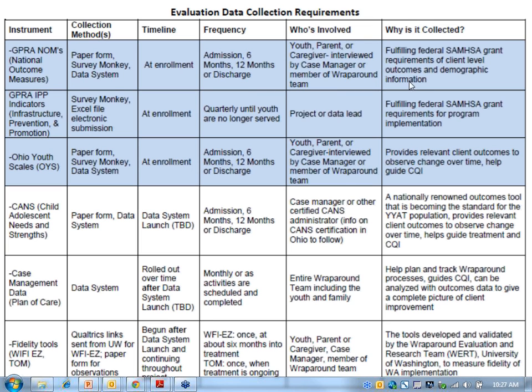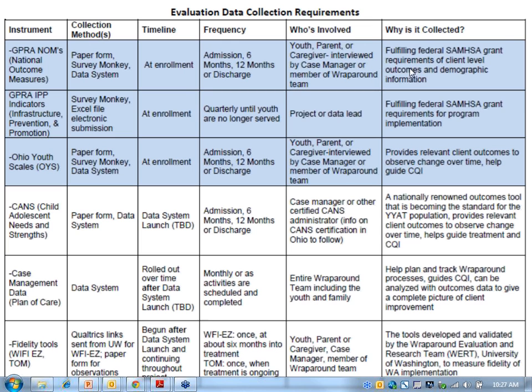Who's going to be involved with these data collection processes? It'll likely be the youth themselves, since most of the questions are directed towards them, but it could also be their parent or caregiver if the child's somehow unavailable or unable to answer the questions. The GIPRA IPP indicators, on the other hand, will actually be collected every quarter, and I'll get around to that later, but these will be completed by the project lead or the data lead of your county.